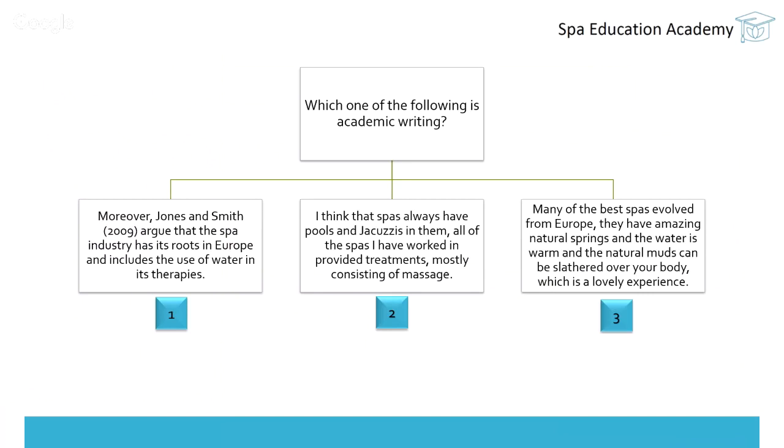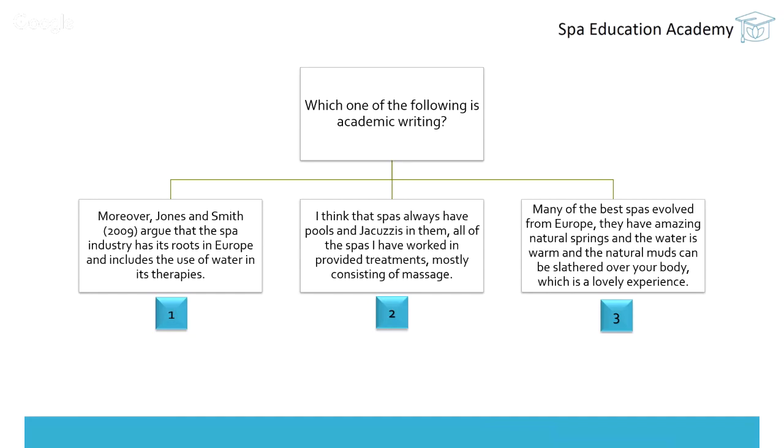Number two, I think that spas always have pools and jacuzzis in them. Okay, so first of all, I is not used in academic writing. We write in the third person, okay? So you do not write I, me, we, us. You would say something like spas often have pools and jacuzzis in them, instead of I think that spas always have pools and jacuzzis in them.